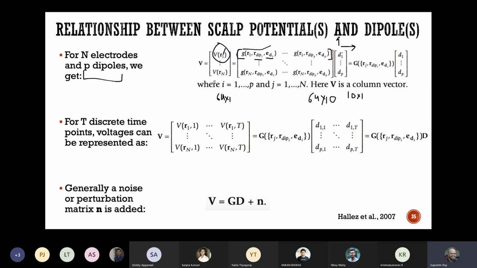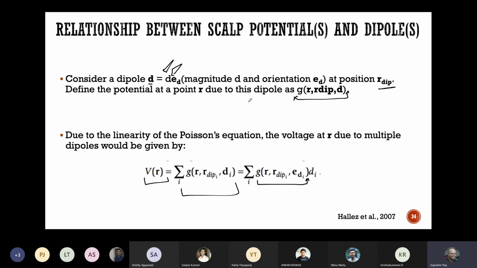So what is known right now? I only know the voltages. That's all I know right now. But I should be able to estimate this matrix. And then given the dipoles on this side, I can compute what the voltage is going to be on this side. Okay. So I'm just mathematically formulating the physics that I have done here.